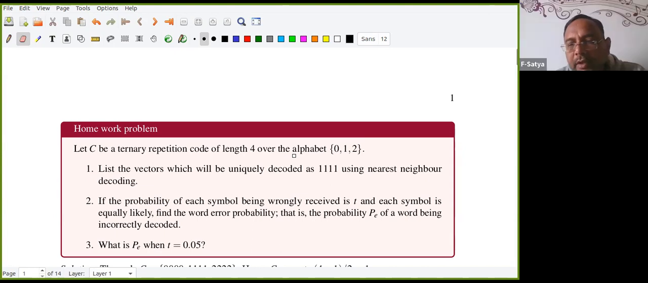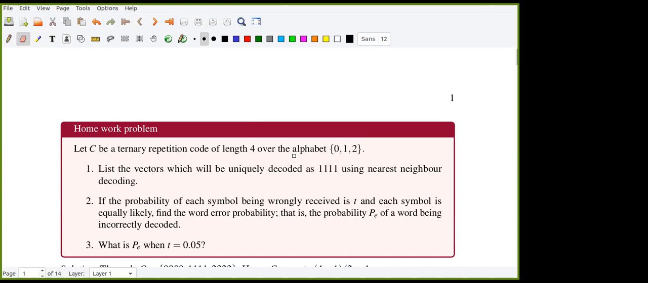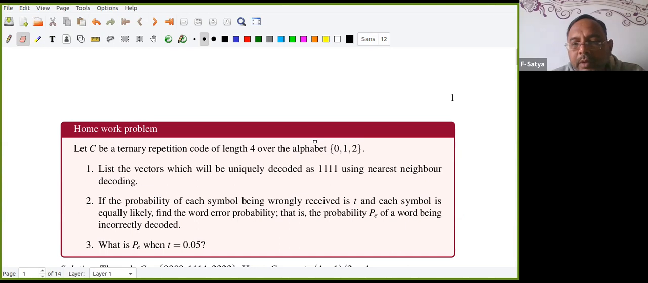Together, wrongly received is t. If I sent 0, it can be 1 or 2. There are two choices, so for that the probability is t. 0 sent, 0 received is 1 minus t. Then what is the probability that 0 is sent, 1 received? I'm asking that question. T by 2. Thank you. Yeah, it is t by 2, right? Easy. But now we want to find the probability PE of a word being incorrectly decoded.